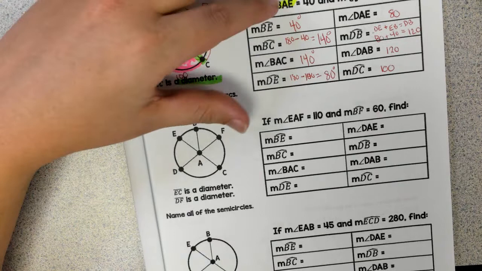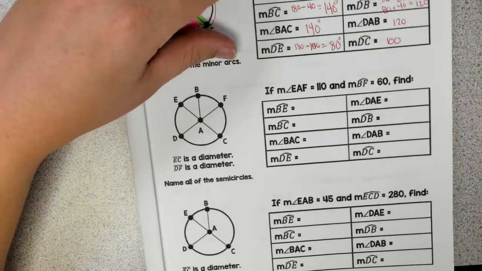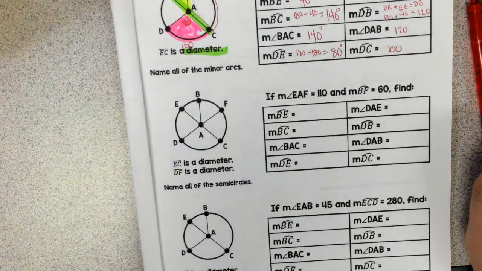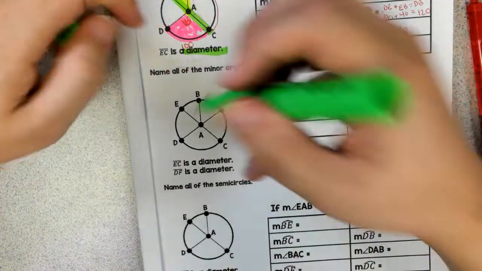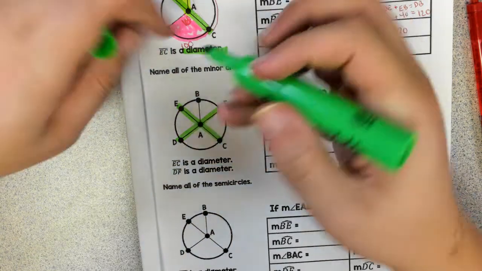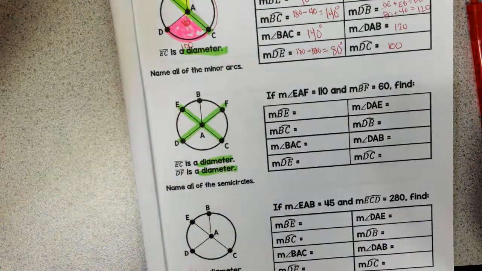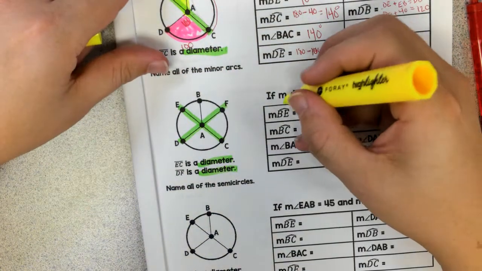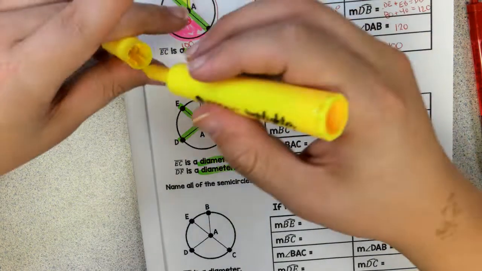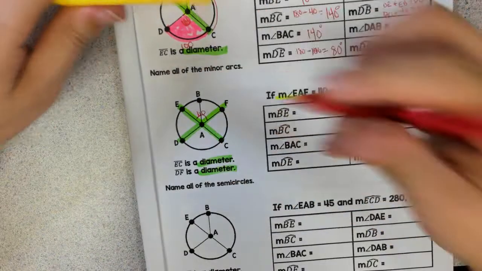We'll do one more example here. Okay? So we have this middle example here where it says the measure of EAF is 110. Well, first we need to label our diameters. It says EC is a diameter and DF is a diameter. We highlight those in green to let it know. Now we need EAF, which is 110. So EAF, so right here is 110.